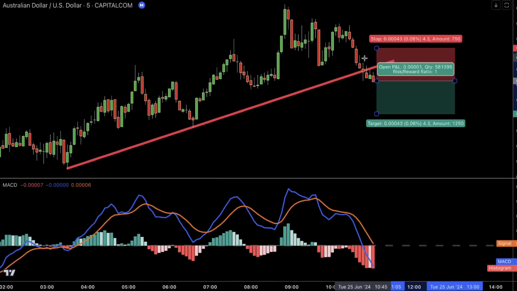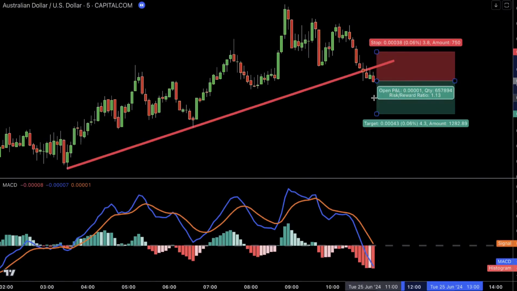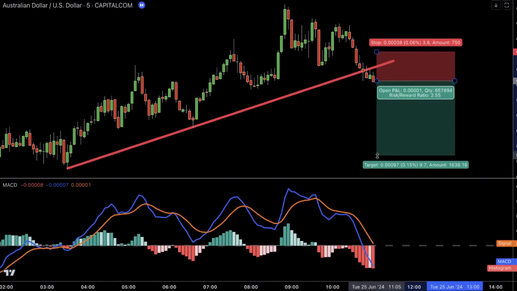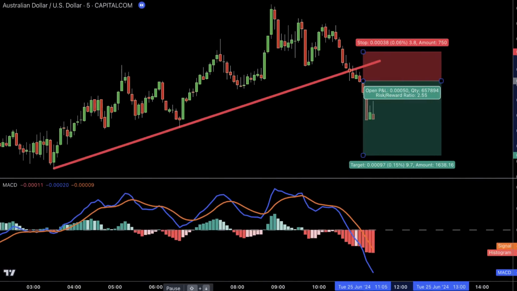Here's how we execute the trade. Place the trade at the close of the breakout candle on the 5-minute chart. Set your stop loss just above the trend line to protect against invalidation. Aim for the next significant support level, ensuring at least a 2-to-1 reward to risk ratio.